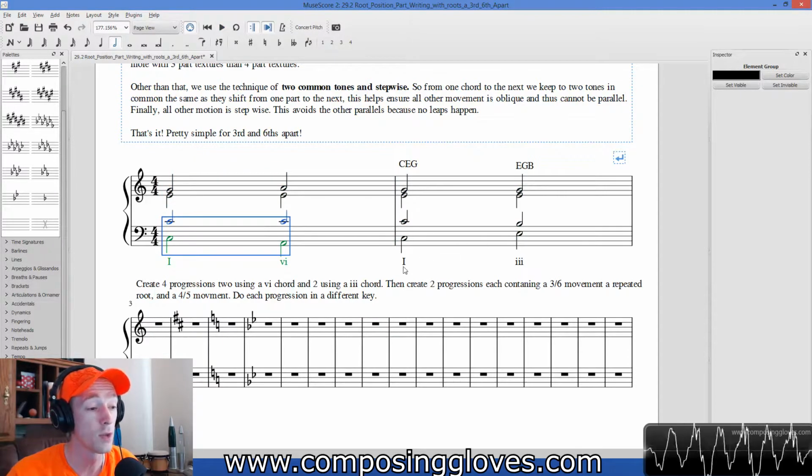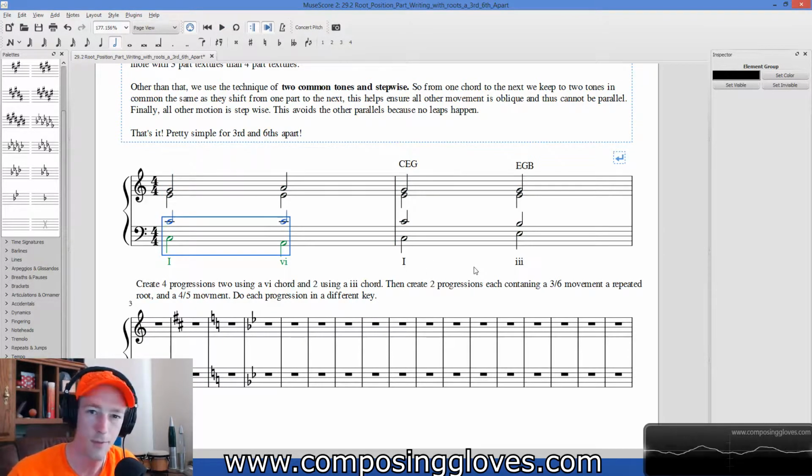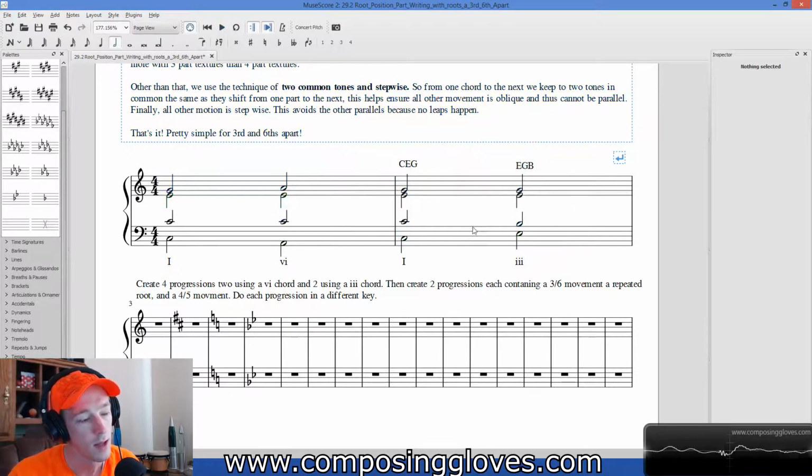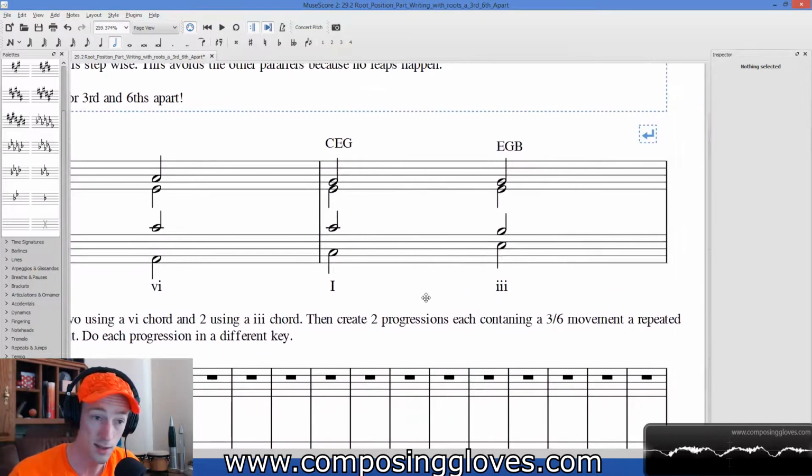So I actually really like 1 to 3. Recently I've been more and more into it. It's a very nice progression. Yeah. So those are the kinds of sounds you get out of it.